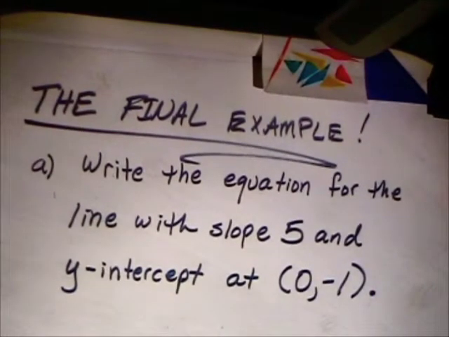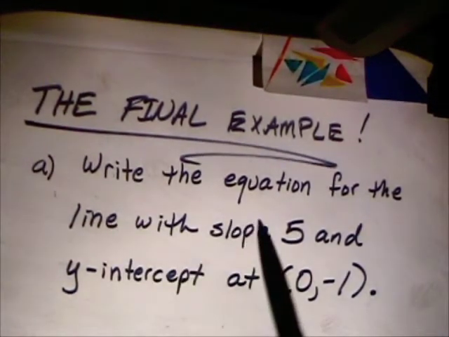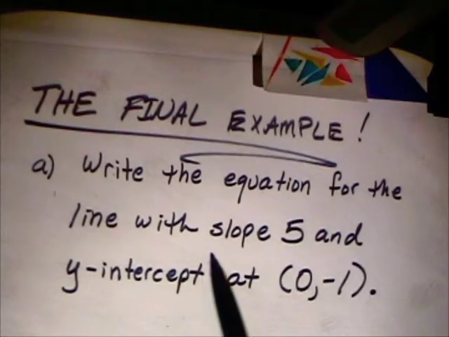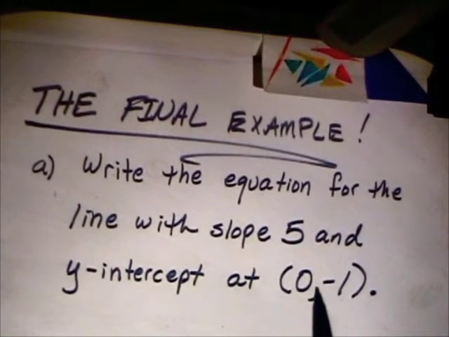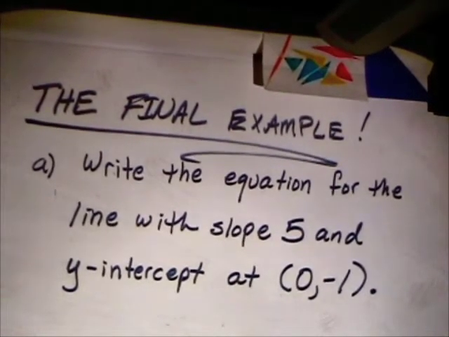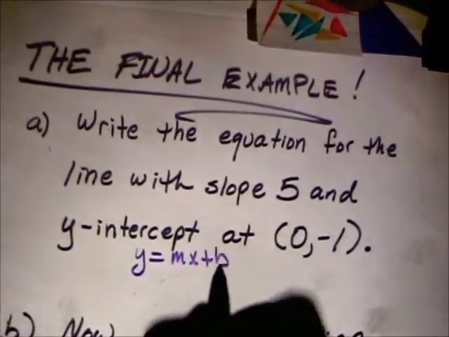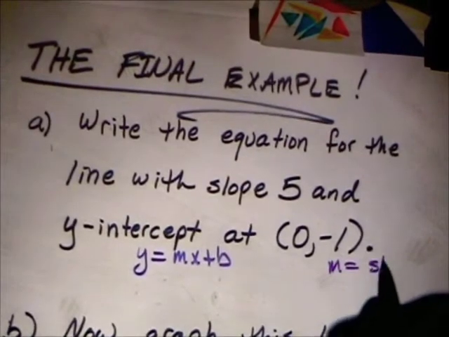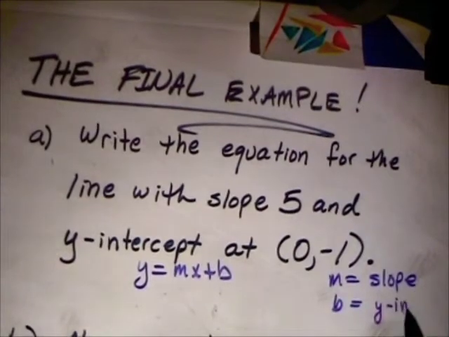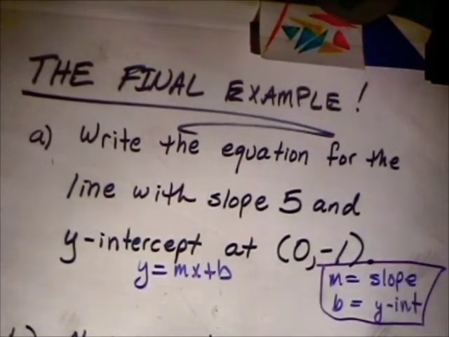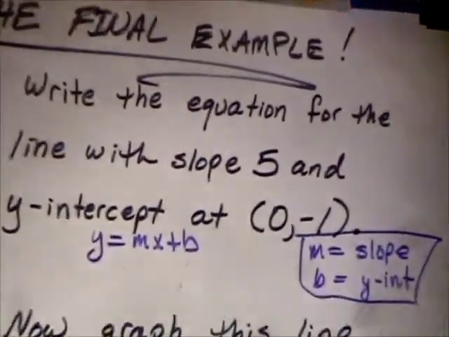All right, now for the final slope-intercept form example. Write the equation for the line that has a slope of 5 and a y-intercept at (0, -1). All right, let's see. How are we going to do this here? y is equal to mx plus b, where the m equals the slope and the b equals the y-intercept. You got to memorize that, guys. There's just no two ways about it. y equals mx plus b. You got to memorize it.